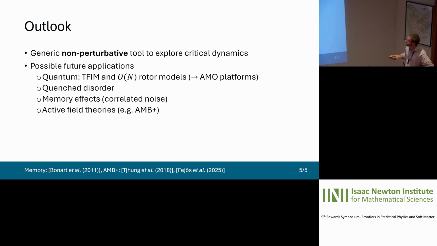Possible future applications, maybe not so interesting for this community, is quantum. So update this phenomenology to quantum systems, but there is also a possibility to introduce disorder to see if this phenomenology is robust under disorder. And maybe more interesting for this community is memory effects or even active field theories, because so far this was out of equilibrium, but maybe not out of equilibrium enough for you. So we could try to study active field theories. There is actually recent work that uses a similar methodology of a functional renormalization group, and we could try to actually give some estimates of the critical exponents at these fixed points. Thank you.